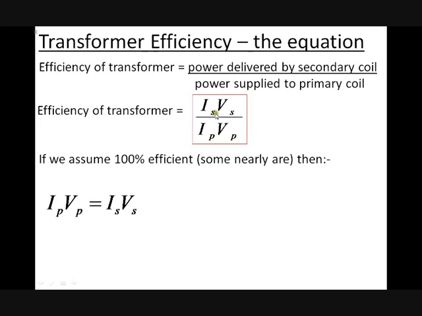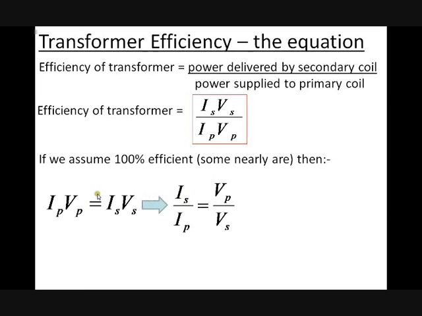So the power delivered by the secondary coil is the useful energy out, so Is Vs, and the total energy in, or total energy supplied, is going to be Ip Vp, which is the input power. If they're efficient, as I said, if Ip Vp is equal to Is Vs, then this would be 1. The efficiency would be 1 for 100% efficiency.